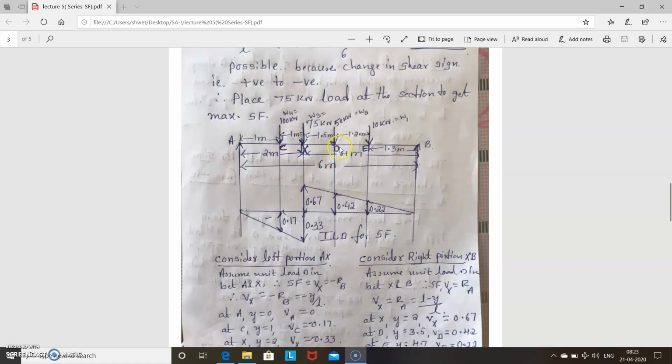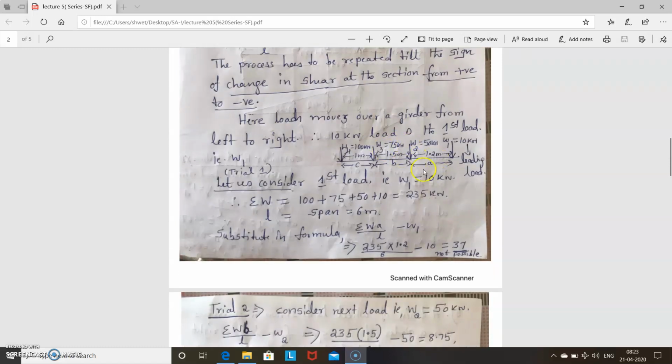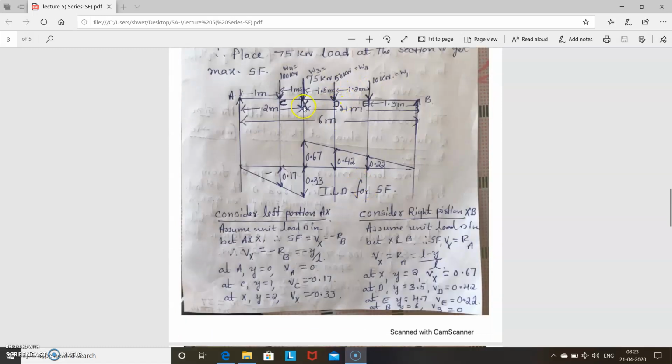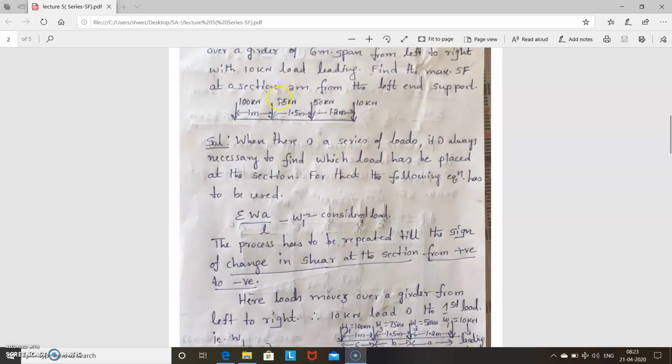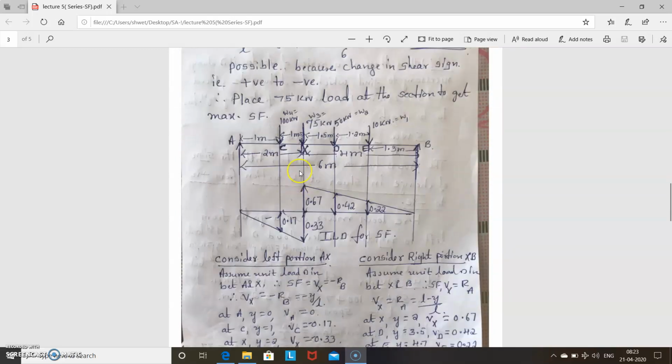So the distances are the same, 1 meter, 1.5 meter and 1.2 meter separated by. But at the section, it is given, maximum shear force at a section 2 meter from the left end support. So the section is lying at a distance of 2 meter from A. So place that section, and here total is 6 meter. So 6 minus 2, this distance is 4. Then you have to place the 75 kilonewton load here.